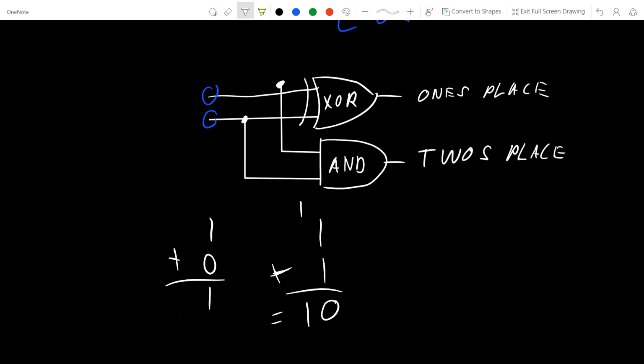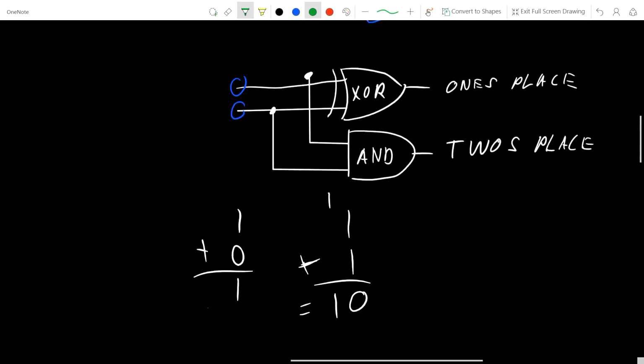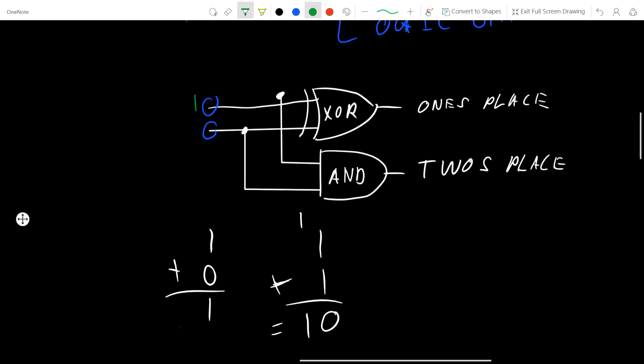If we're adding 1 plus 1, then we get 2 here, but really, what that means is we carry the 2 over here, and it turns into a 1. Just like we do with regular arithmetic. So what happens here is we get a 1 and then a 0, which really equals 2.